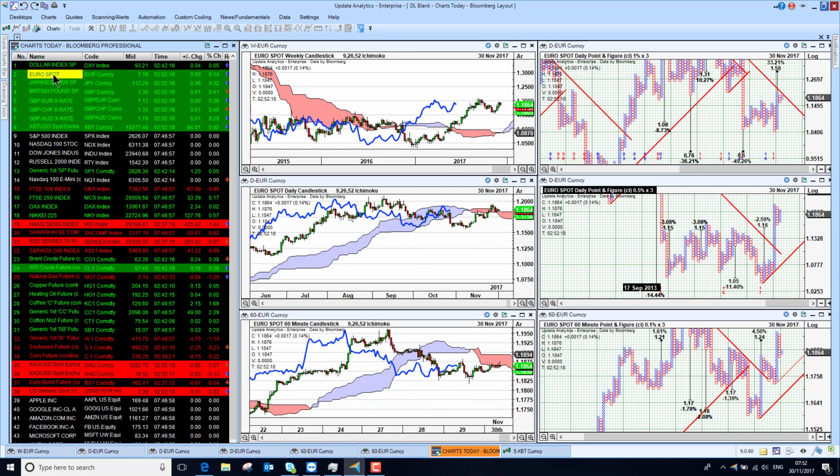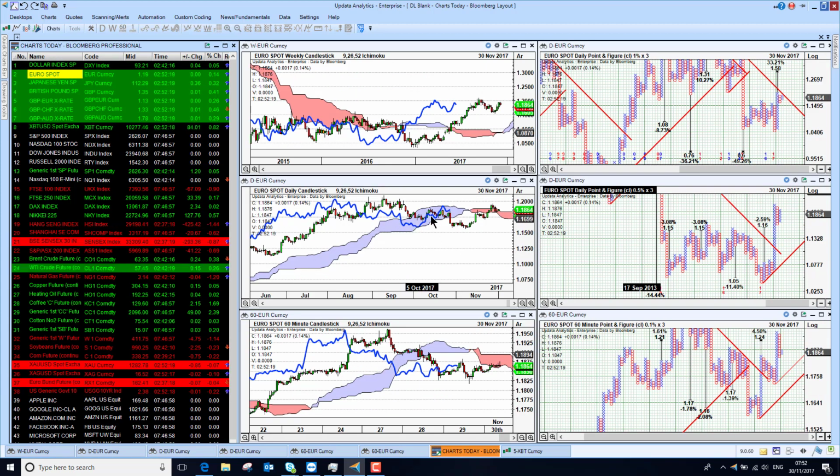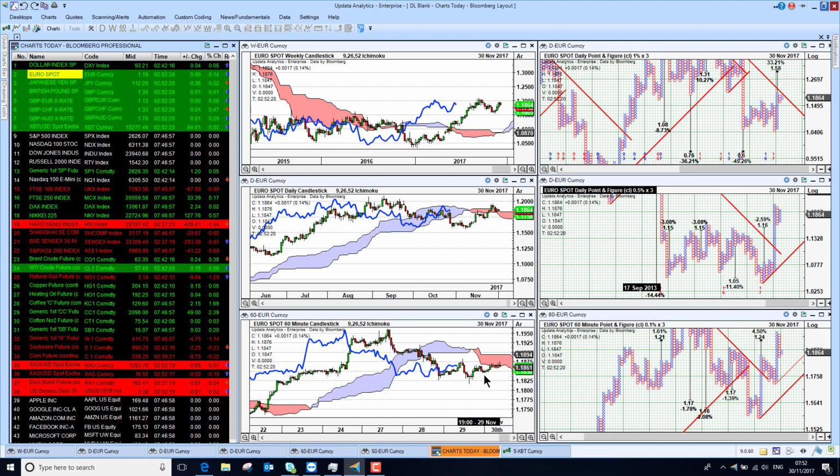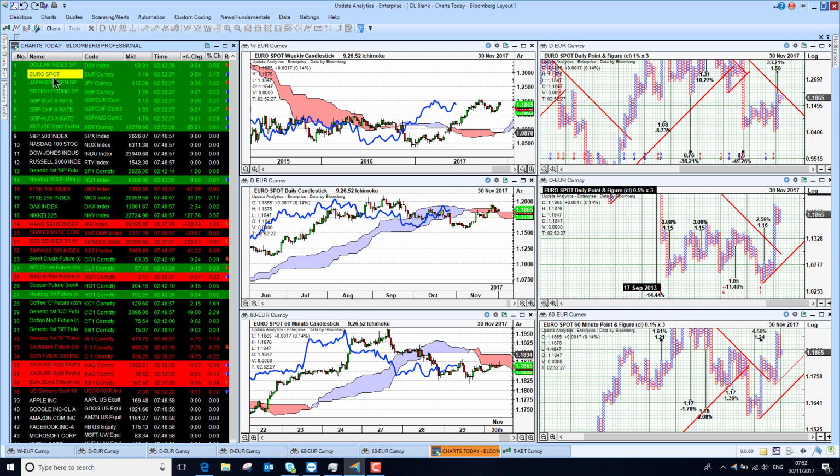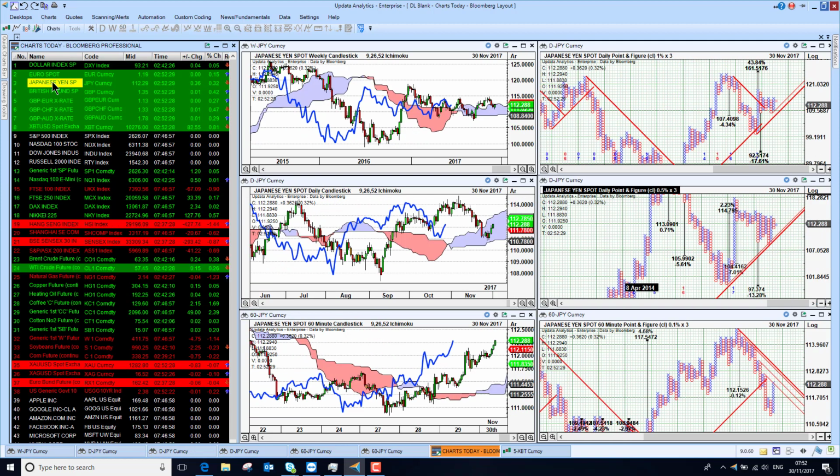We still see the euro is actually in the cloud at the moment on the medium term, bearish on the short term. So dollar is just managing to regain a little bit of strength against the euro. Yen, the dollar looking very strong here, bullish on all three time frames now. So that's quite good news for the dollar, but a shortage of clear upside targets.